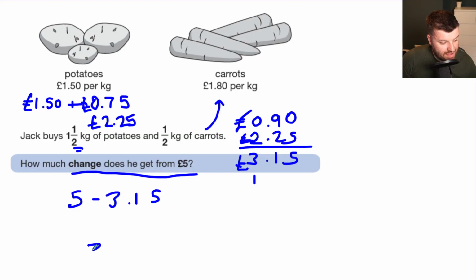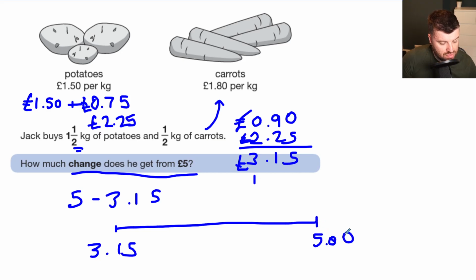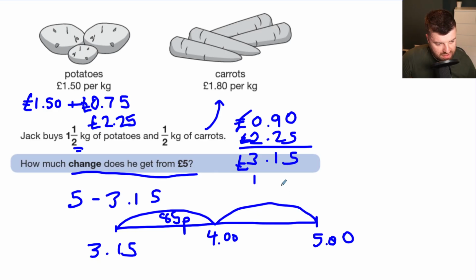I like to do a number line for this, so I'm going to start at £3.15, and I'm going to jump up to £5 to find the difference. You'll see shopkeepers sometimes do that when they're counting up change. £3.15 to £4 would be 85p as a jump. And then 4 to £5 would be £1. So the change that he would get would be £1 and 85 pence.